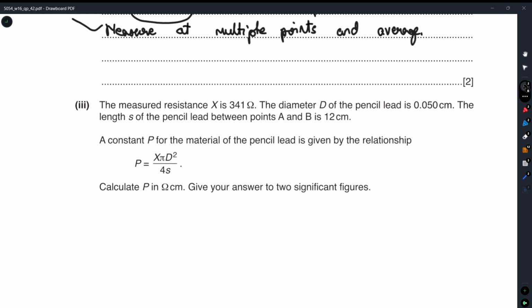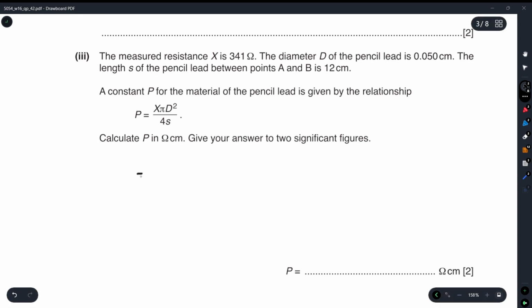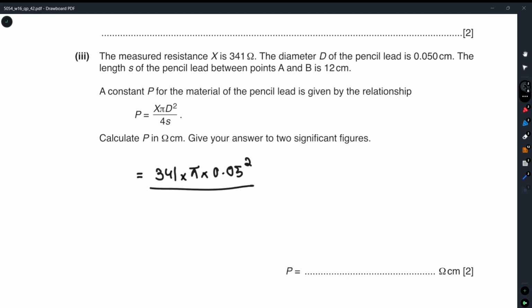The diameter D of the pencil lead is 0.5. The length S, constant P. Calculate P. Okay, so let's calculate P. So that's going to be equal to how much? That's going to be equal to 341 times pi times D, D is 0.05 squared, divided by 4S. The length S of the pencil is this right here. Okay. So obviously, to calculate this you will need a calculator.